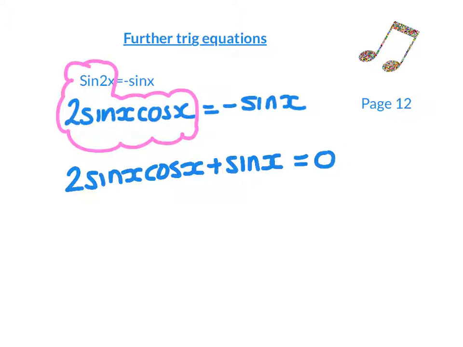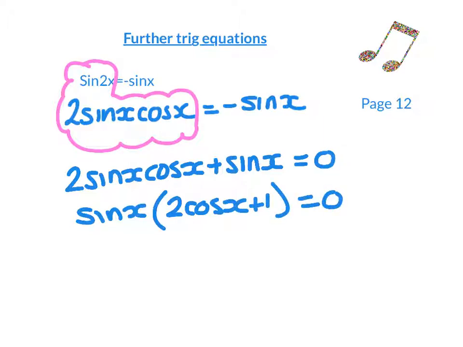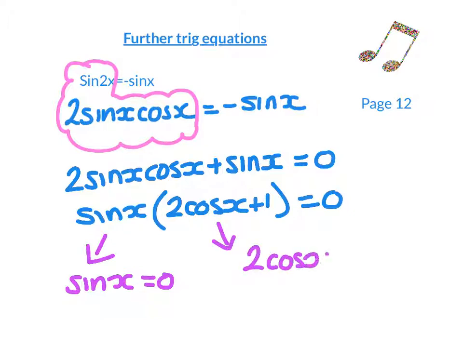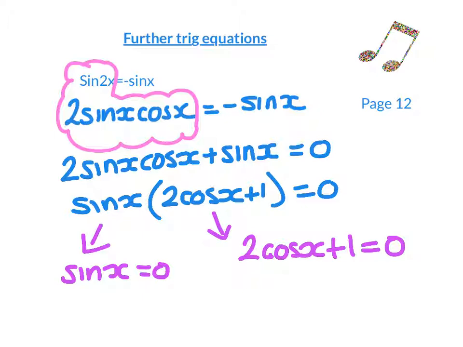And I can see on the left hand side I've got a common factor. The common factor is sin x. So I'm going to take that outside the brackets. And inside I will have 2 cos x plus 1. So therefore I know that either sin x equals 0 or 2 cos x plus 1 equals 0 in order for this statement to be true. So now I can go ahead and solve each of those independently.